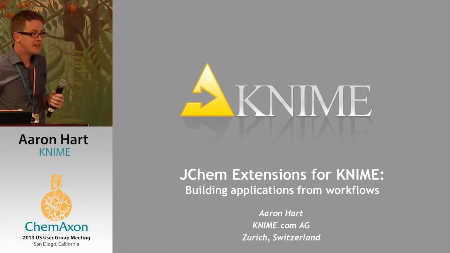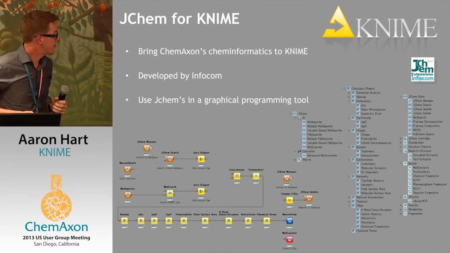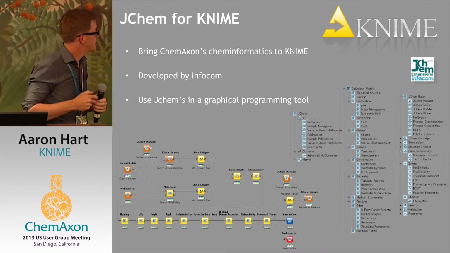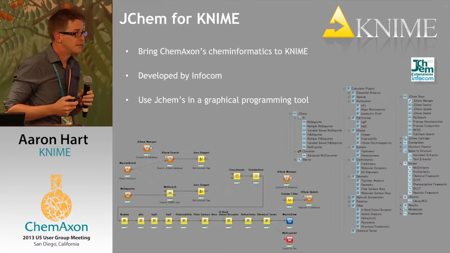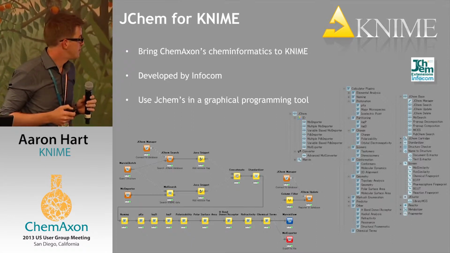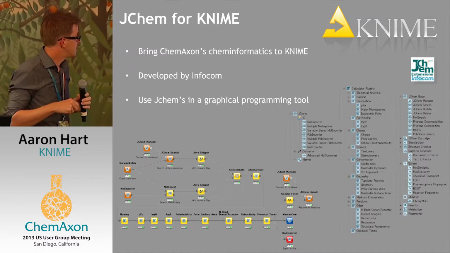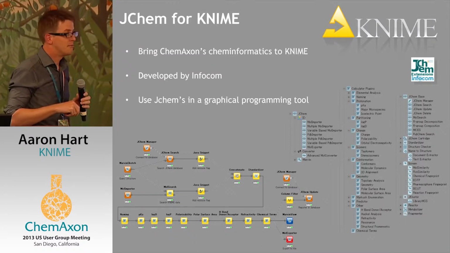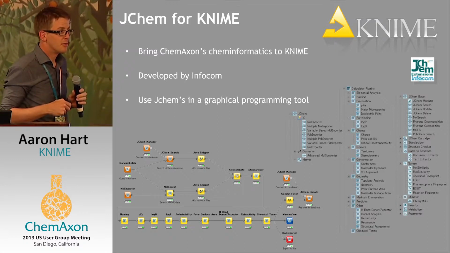I'm a support engineer at KNIME. We are a company that develops a graphical programming tool, which has been extended with the JChem functionality. So Japanese developers at Infocom have built wrappers for a lot of the JChem features, and these manifest in the form of nodes that are part of our graphical programming tool, right?